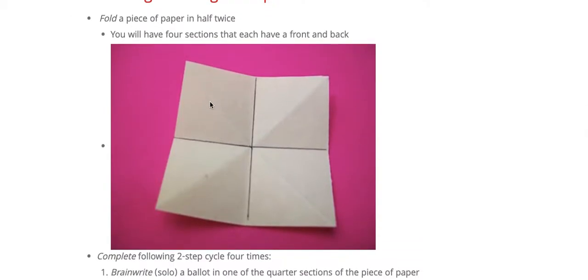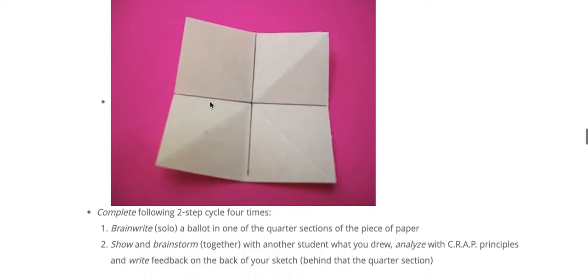So you're going to do a design, and you're going to do that quietly. And that's what a brainwrite is. So you do that, and then you're going to share that with another person, and then they're going to give you feedback about the design. Then on the back of that design on the piece of paper, I'd like you to write some notes on what they say about the design. Then go through that cycle.